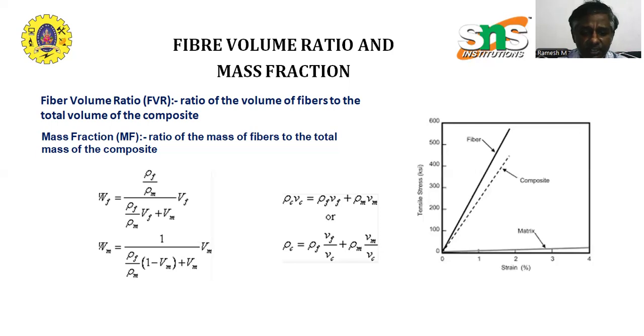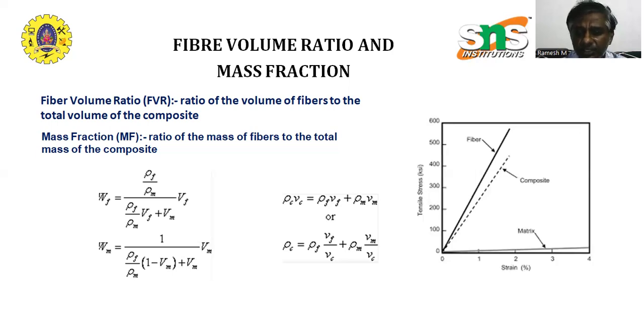Then, related to the fiber volume ratio, it takes into account the density of the fibers and the matrix also, because mass and volume have a relationship: density equals mass by volume. So when we are going for mass, we can compare it to the density also. So it is related to the fiber volume ratio, but it takes into account the density of the fibers and the matrix. It also affects the mechanical properties of the composite, such as stiffness and strength.